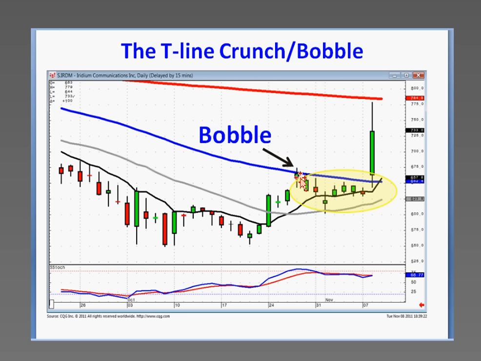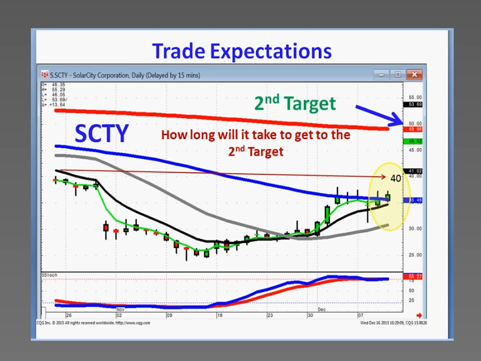This is what we call the bobble. As long as they can't really close it below the T-line, get ready for it to push through that level. And that's exactly the reason why we were in Scotty here over the last couple weeks, because it came up out of a big fry pan bottom, did the bobble in here. Notice what it couldn't do. It couldn't close back below the T-line, and they pushed it up through the 50 again.